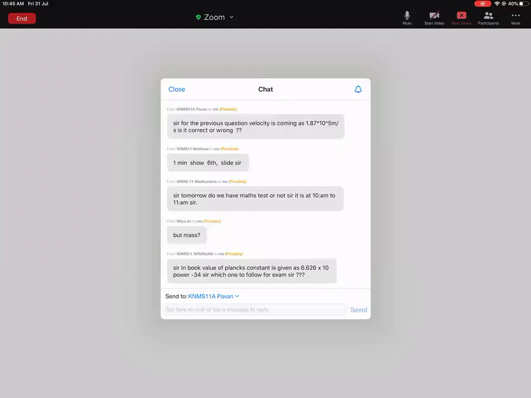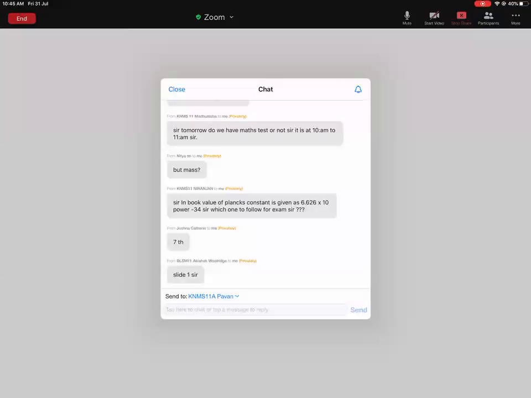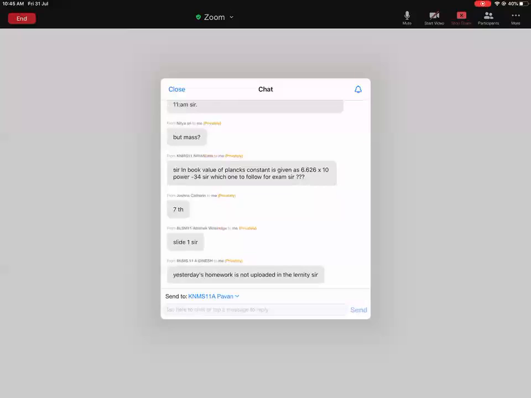In the book, the value of Planck's constant is given as 6.626. Yes, please apply what is there in the book. I always keep telling you that I can't remember numbers. Every number will be given to you in the exam.